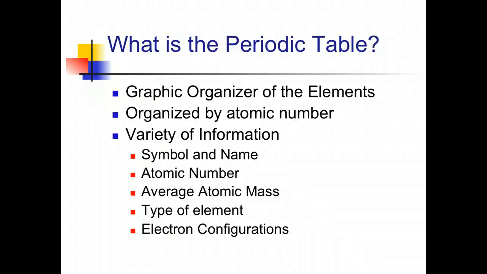Not printed on the periodic table is what type of element it is. After today's lesson, you'll be able to say what type of element you have based on its location in the periodic table. Also, you'll be able to read something known as electron configurations, but that's not until the end of the next unit when we talk about atoms themselves.